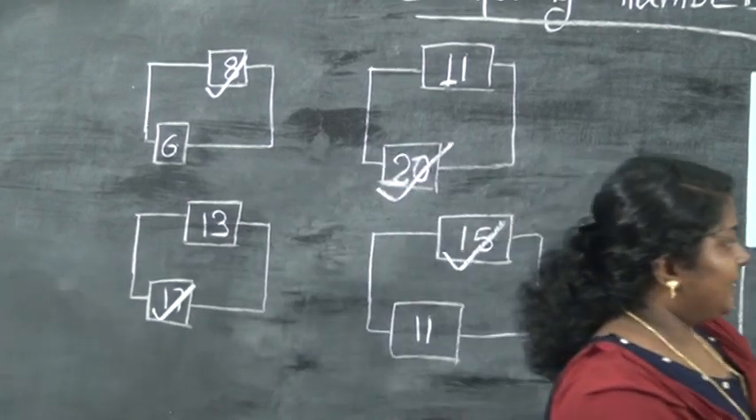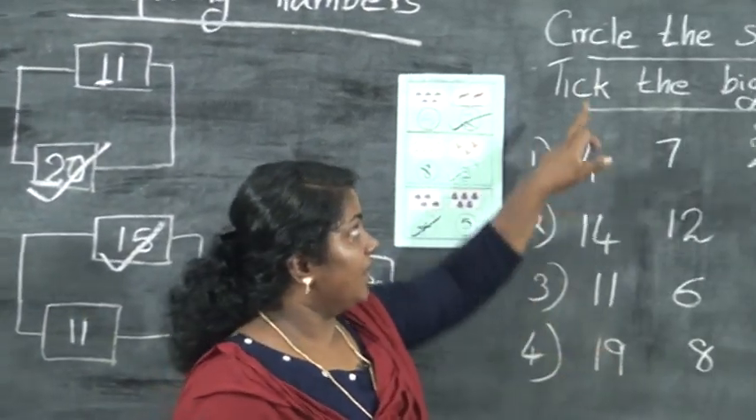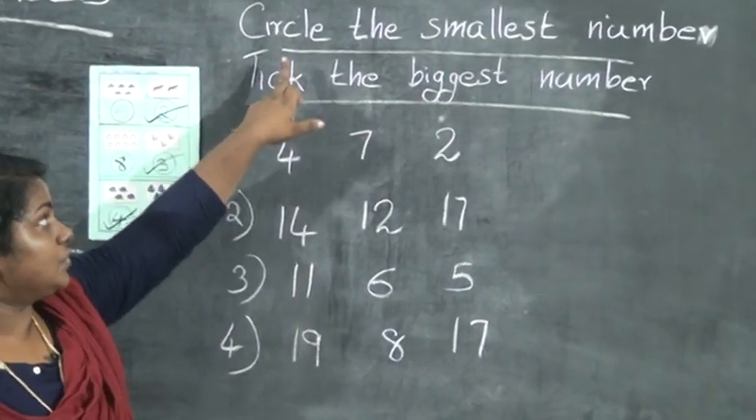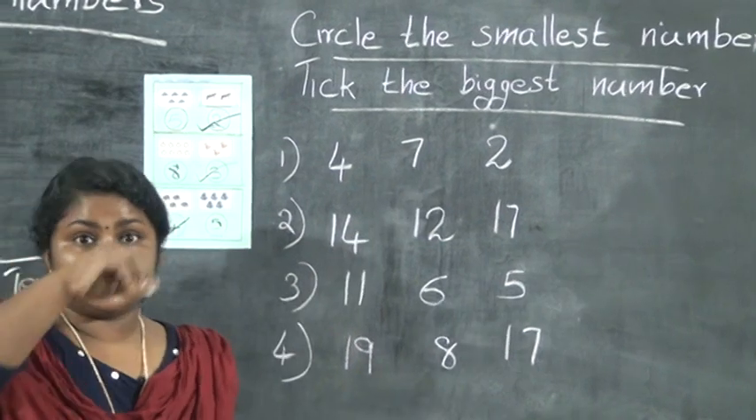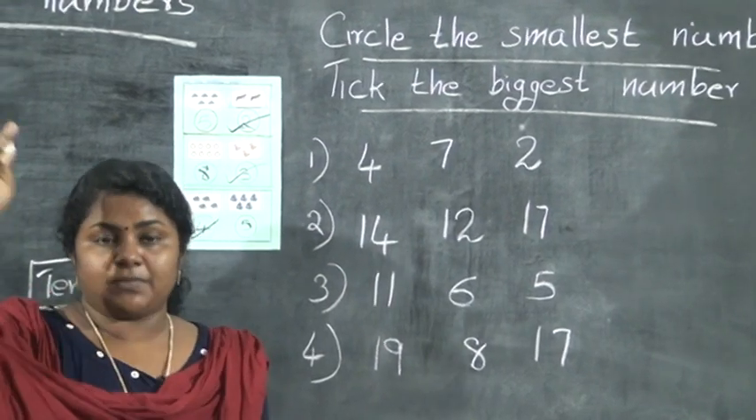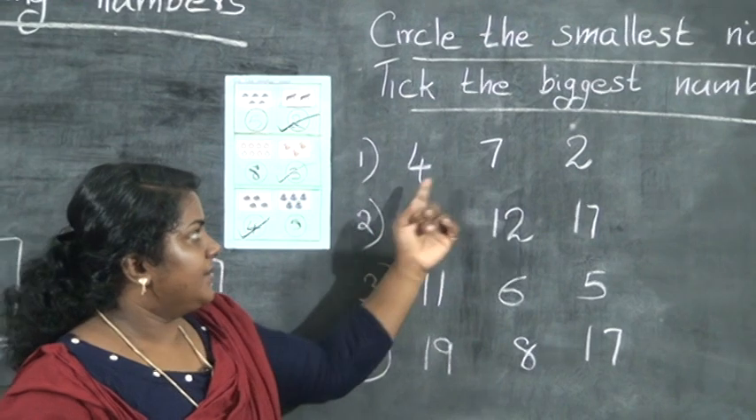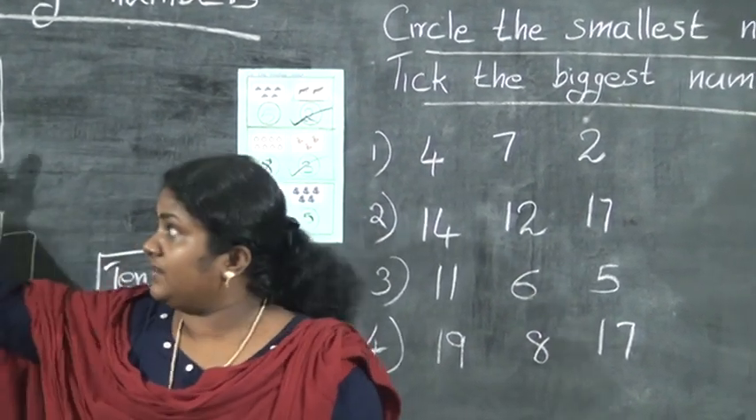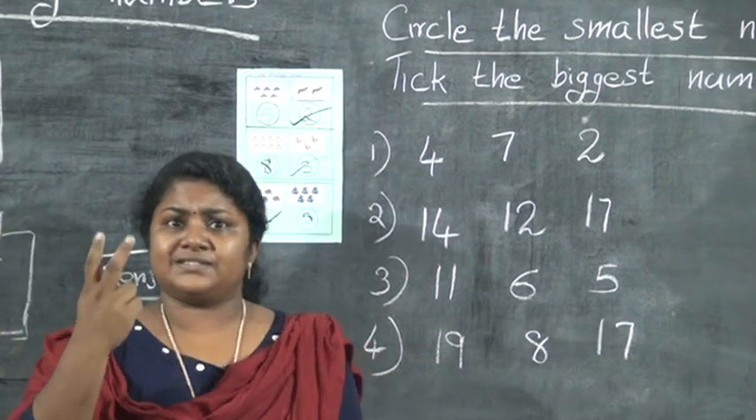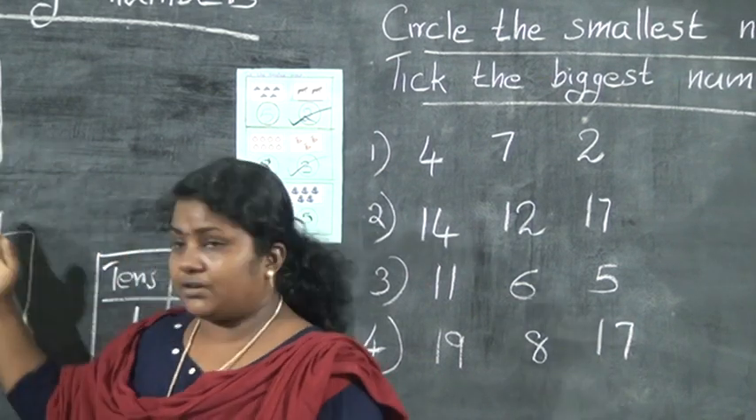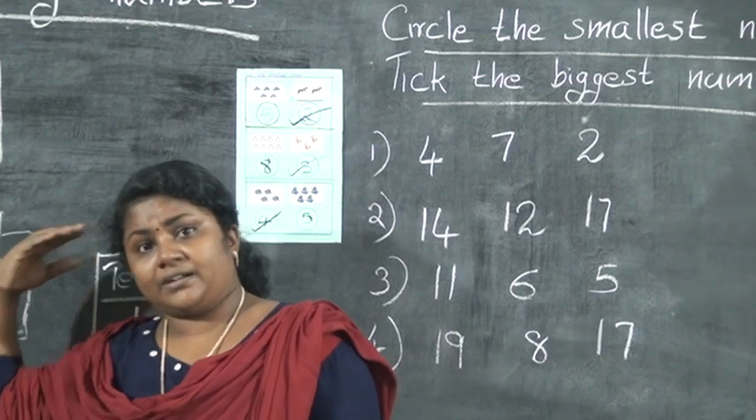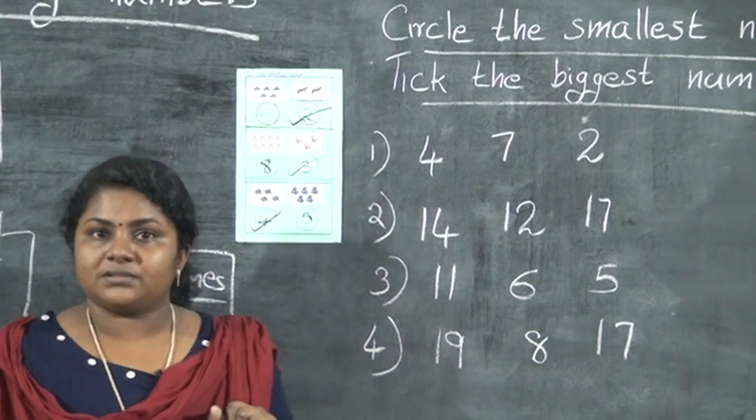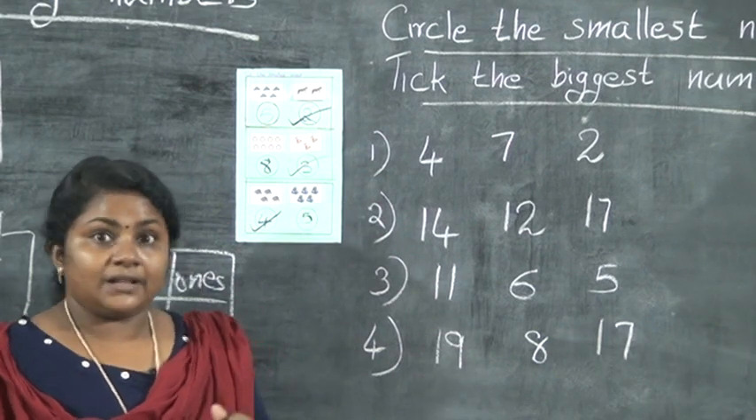Then we can do one more exercise also. You have to circle the smallest number and tick the biggest number. Circle the smallest number and put a tick mark for the big number. But here we can see 3 numbers. Before, we could compare easily because it was only 2 numbers. But here we have 3 numbers. How will we compare? Let's have a look.